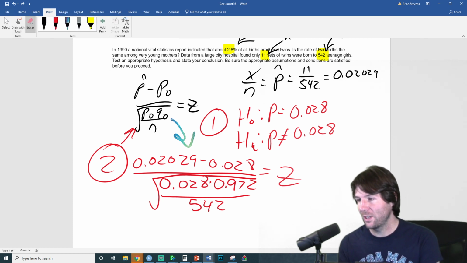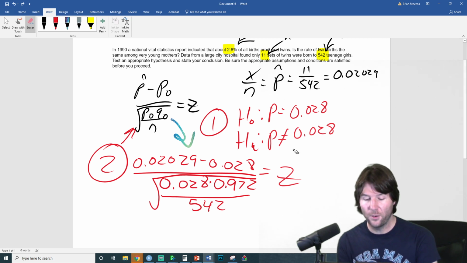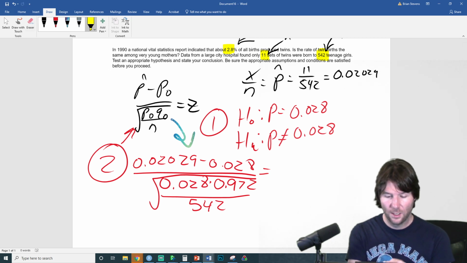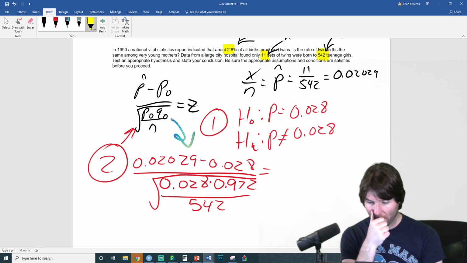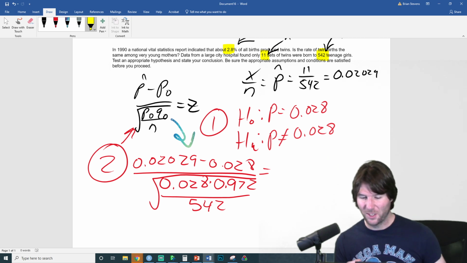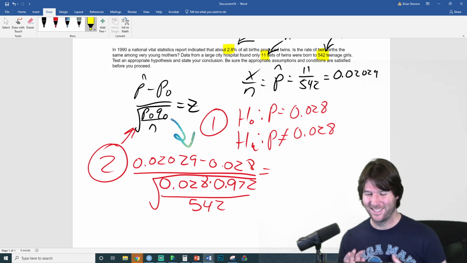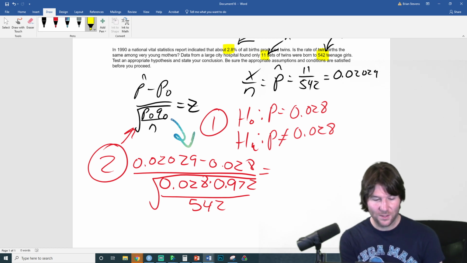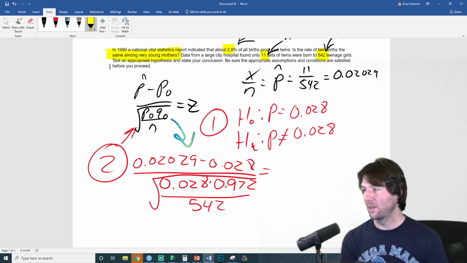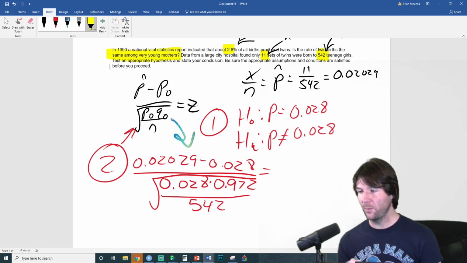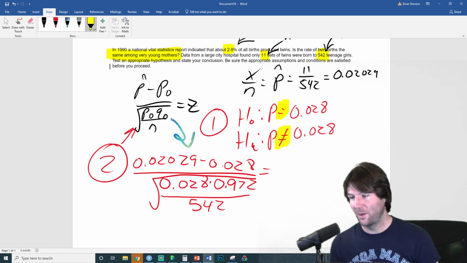So how did you get HA? Like, how did you get not, oh yeah, great question. Jessica, amazing question. It asks, and I should have highlighted this, is the twin rate the same among young mothers? So the twin rate would either be the same or the twin rate would be different.